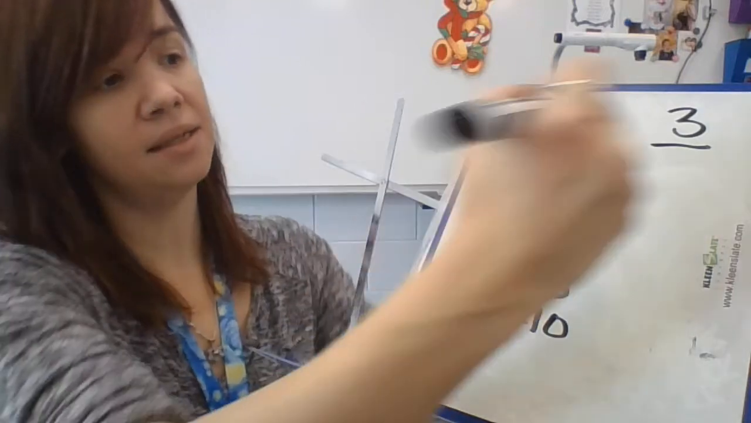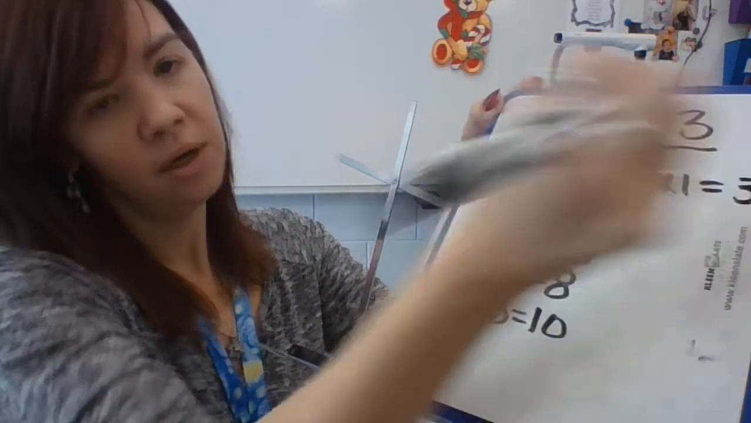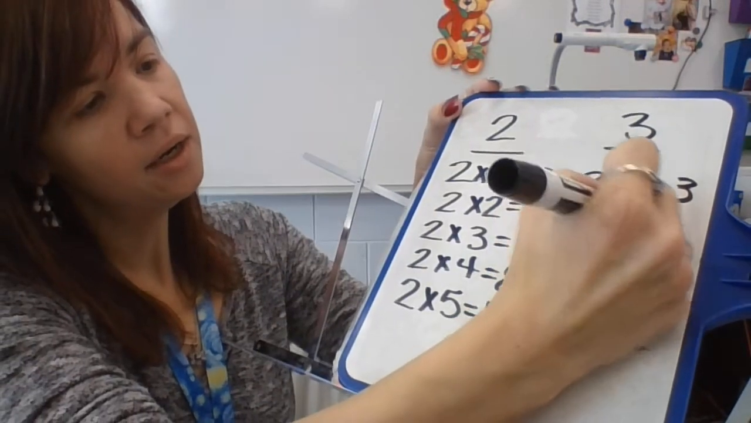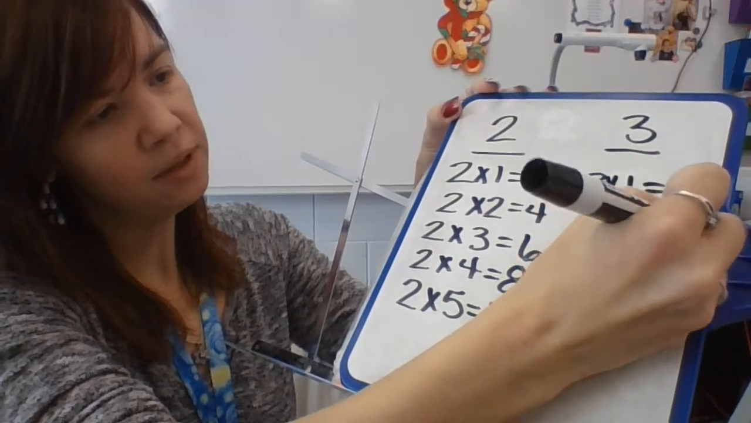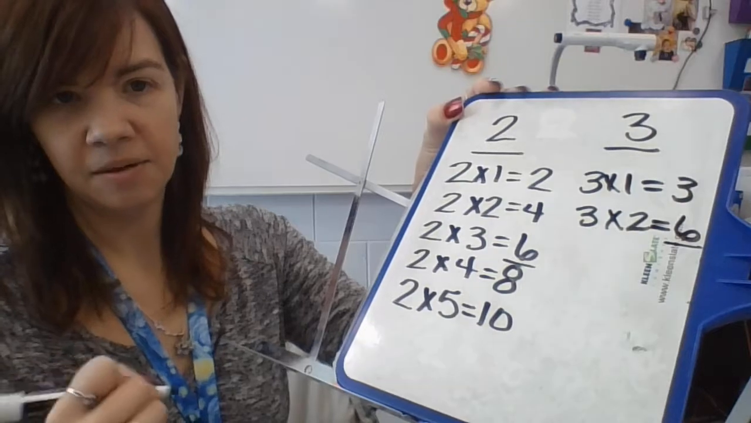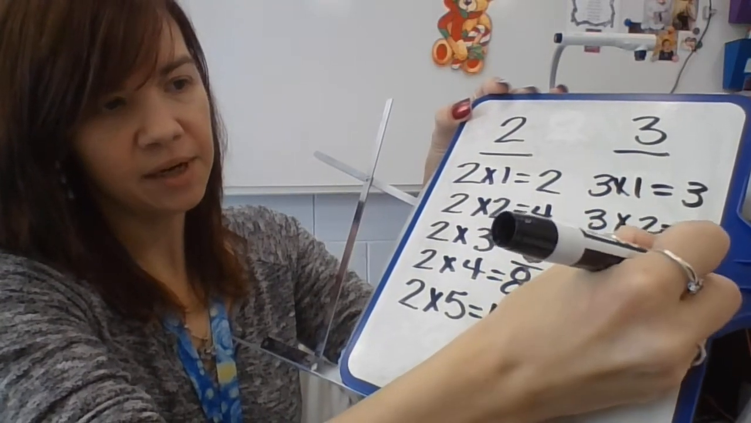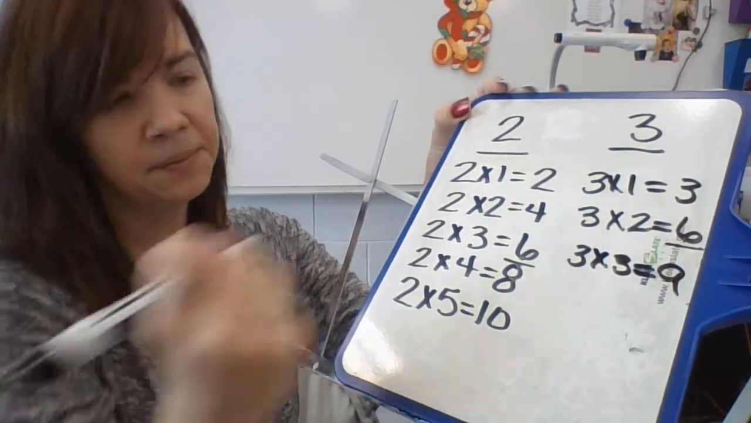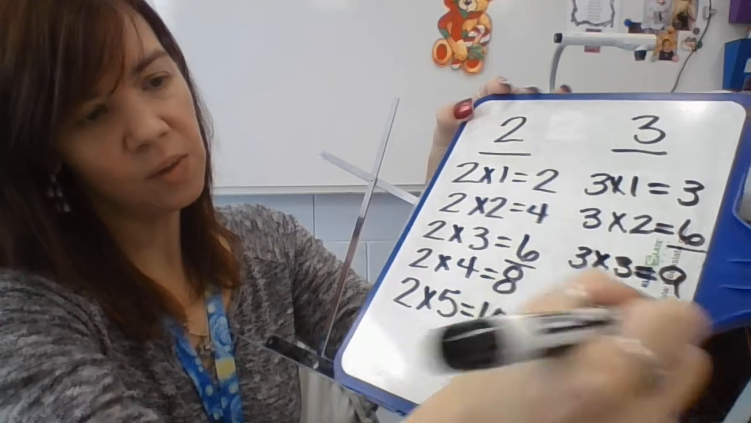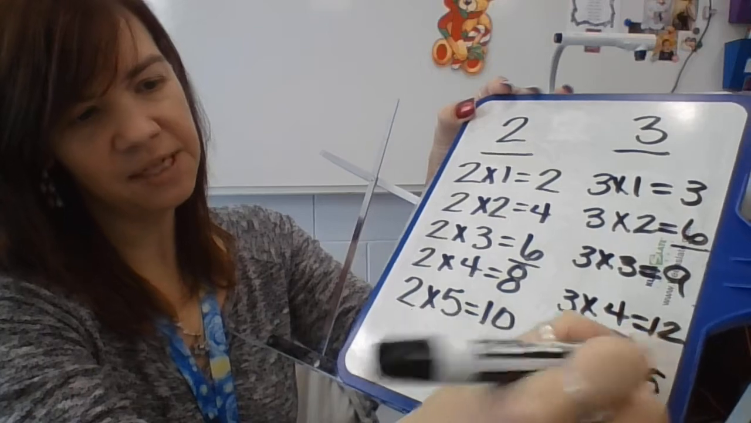on both lists. Okay, so just like here, we start off with 3 times 1, which is 3. Scooch that over a little bit. 3 times 2 is 6. There it appeared on both lists. But let's go ahead and finish. 3 times 3 is 9. 3 times 4 is 12. And 3 times 5 is 15.